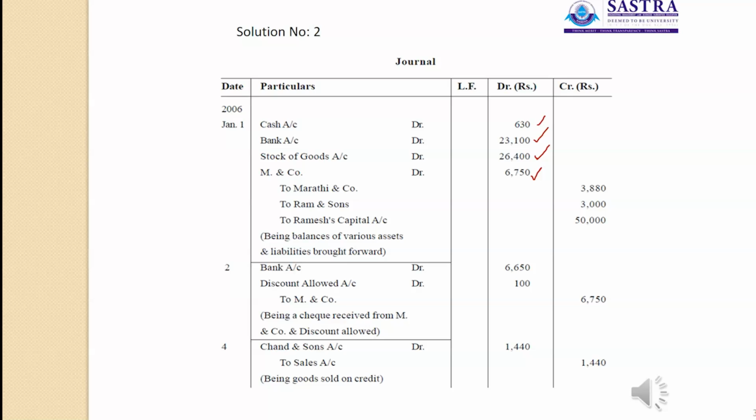Then the credit side is liabilities: Marathi and Company 3,880, Raman Sons 3,000. Then Ramesh Capital, the difference between these two, 50,000, is transferred to Ramesh Capital account. Here there are different assets brought forward and different liabilities, so the difference between these two, 50,000, is the amount of capital, that is a balancing figure.